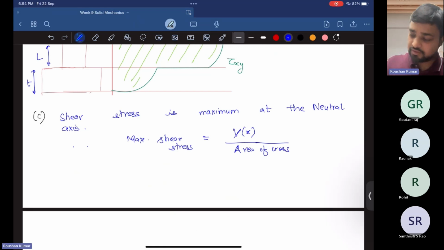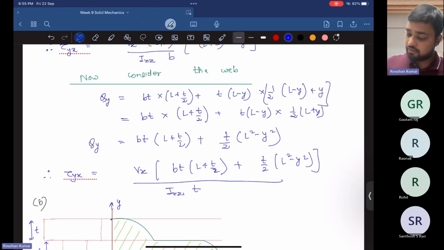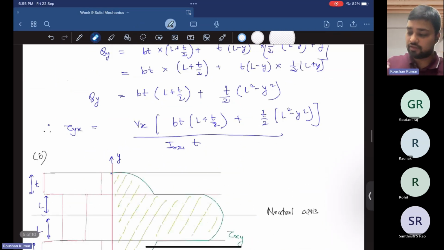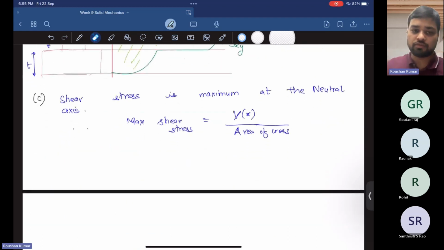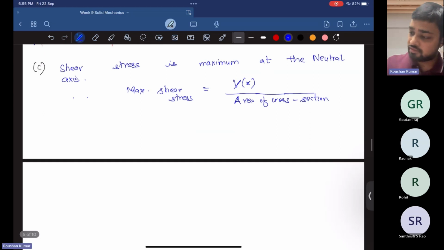And to find out the average shear stress, we basically use that concept. So tau xy due to web and the flange, and if we take the ratio of this, we can find out the ratio of maximum to average shear stress. So this is all about question number one, that is our problem 1. Now then move to the next question, that is problem number 2.